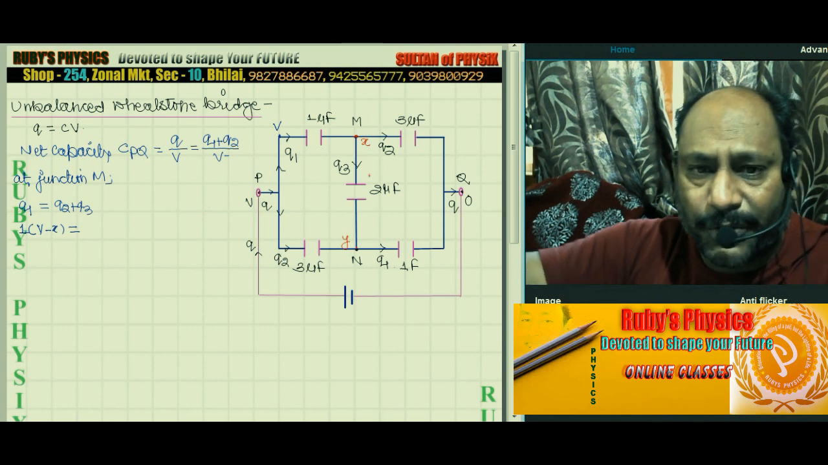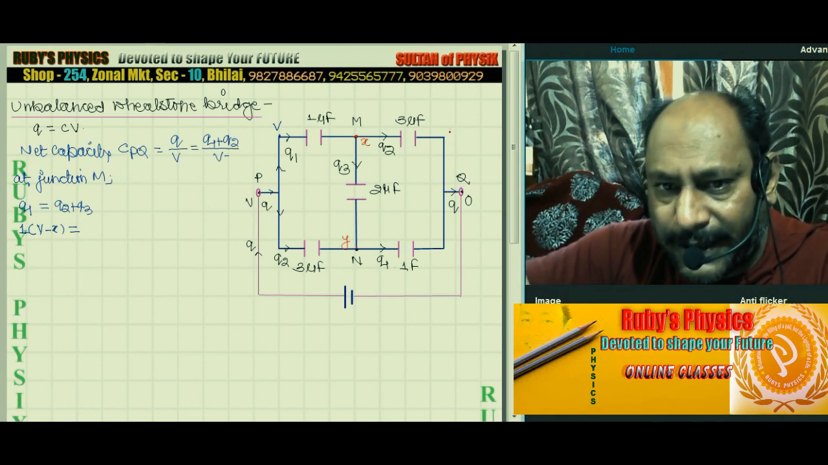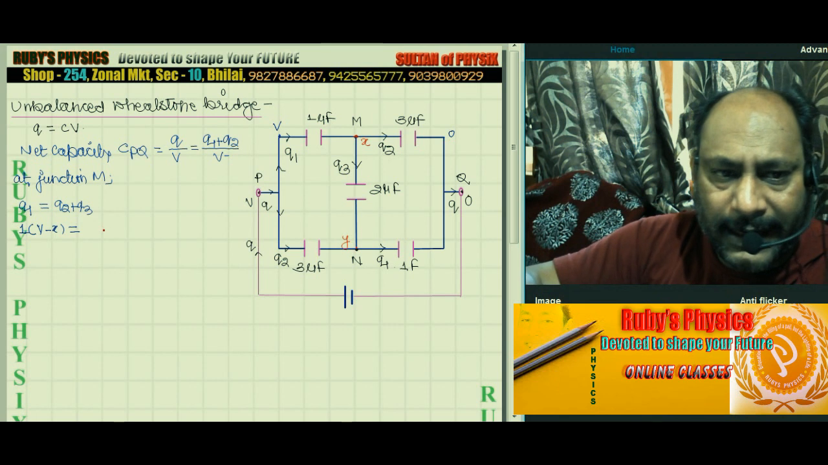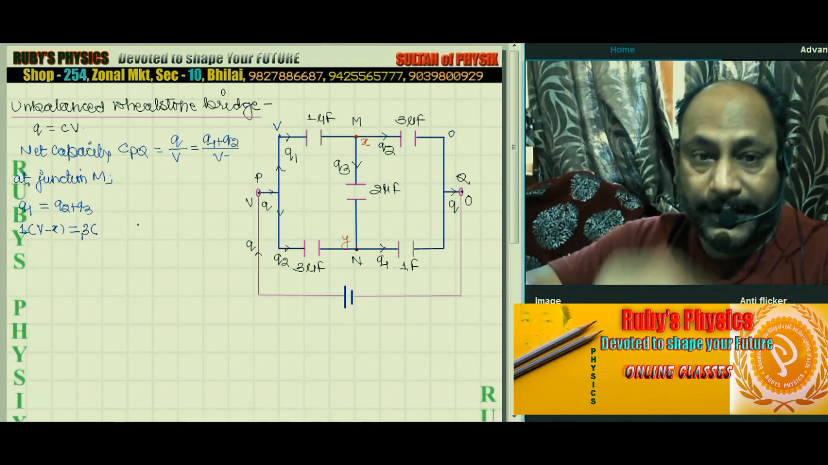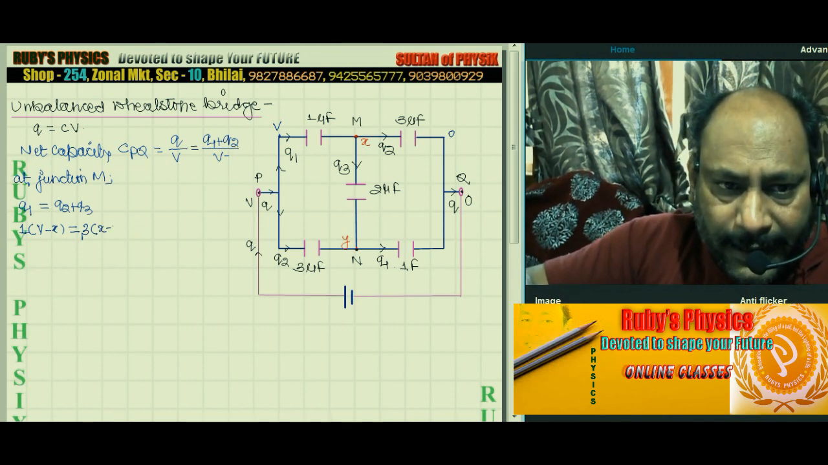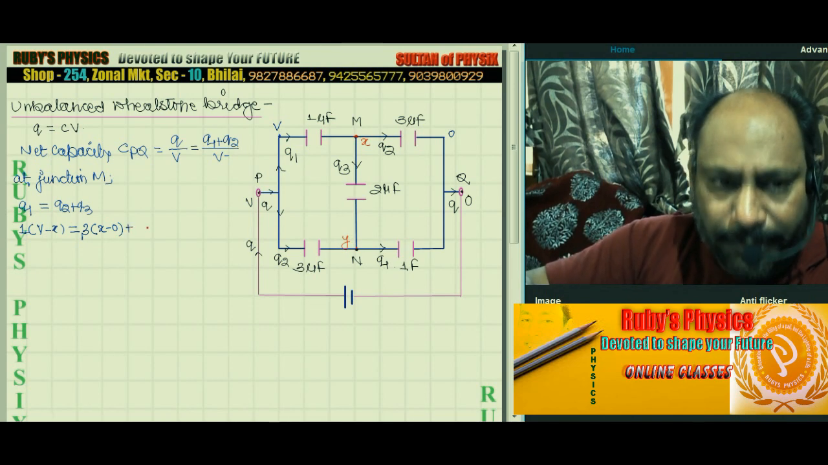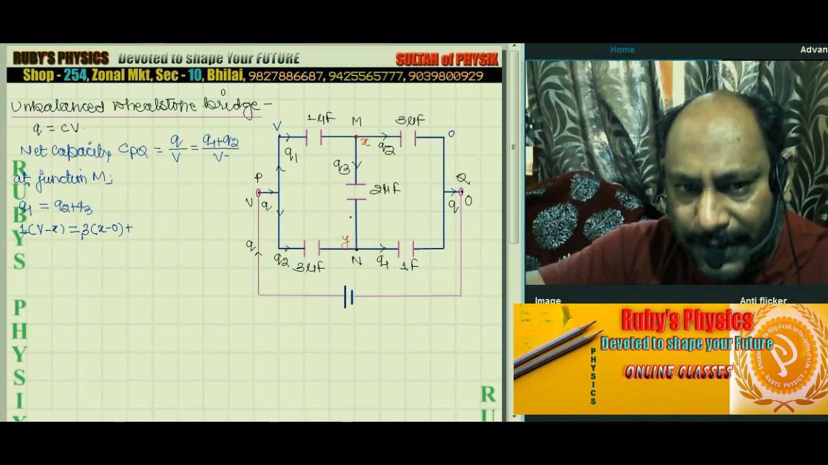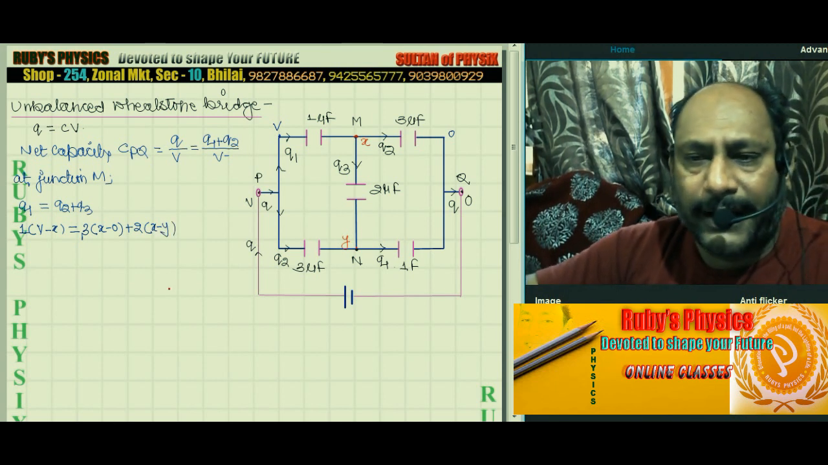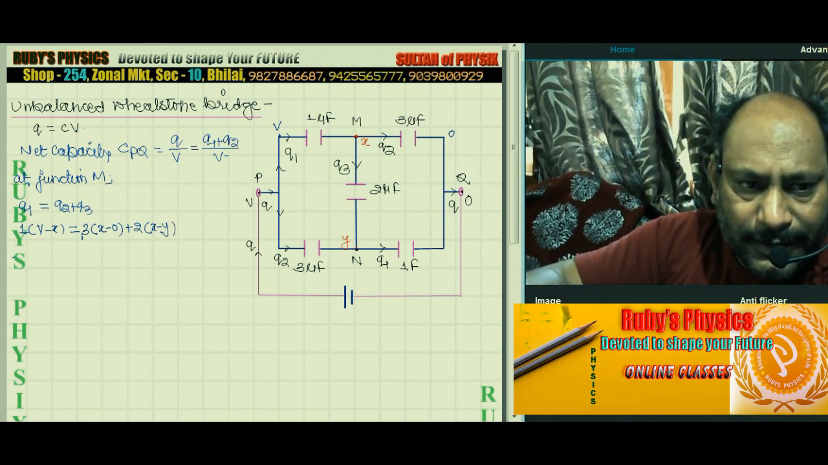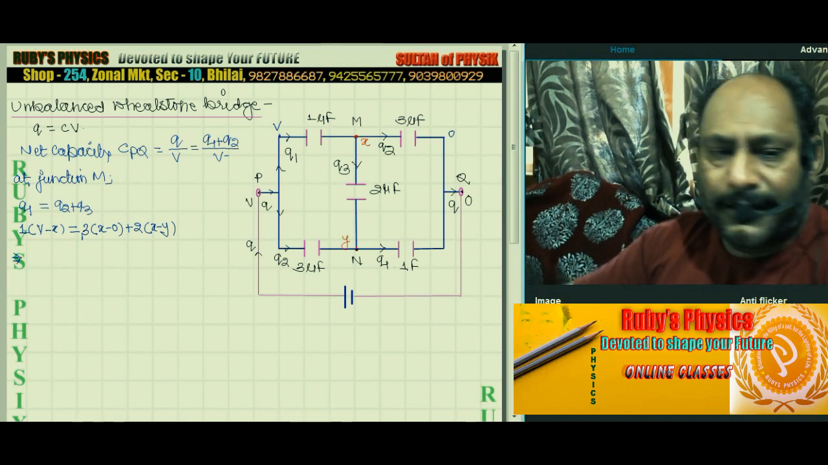how do we write Q2? See, this potential is 0. So can I write Q2 as 3 into X minus 0, plus Q3. You see Q3 charge is coming from X to Y. So can I write it is 2 times X minus Y. Clear? And simply solve this. It is algebra now.